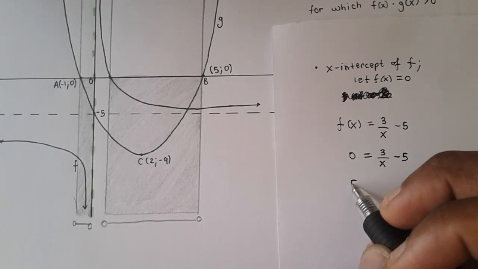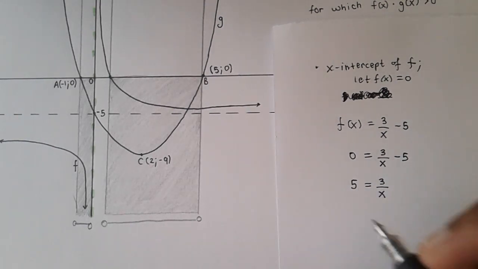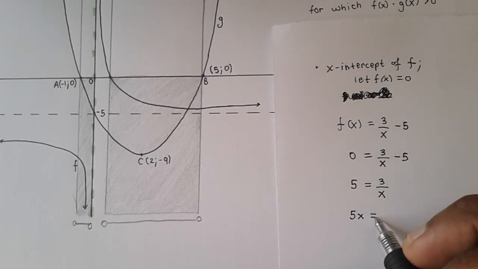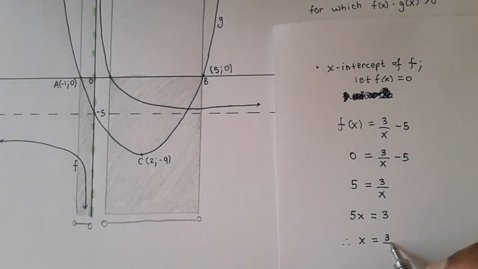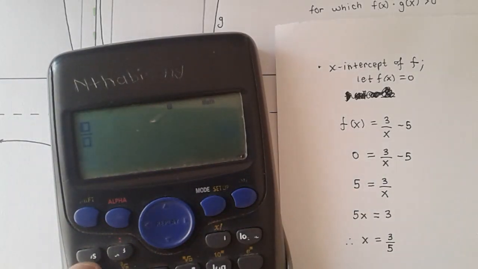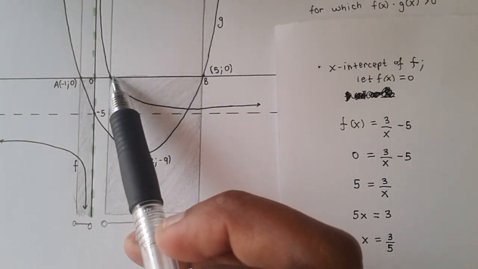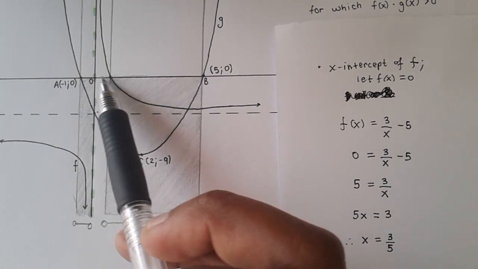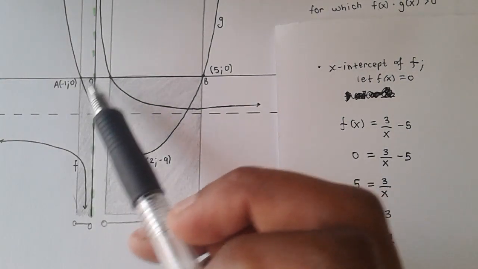Add 5 to both sides. We have 5 equals 3 over x. We want to solve for x, so let's multiply both sides by x to give us 5x equals 3, because it cancels out over here. Last step to solve for x, therefore x equals 3 over 5. You can check on your calculator what 3 over 5 is, just to give you a sense of where that is. It's 0.6. So let's look at the sketch and see, 0.6 makes relatively some sense.